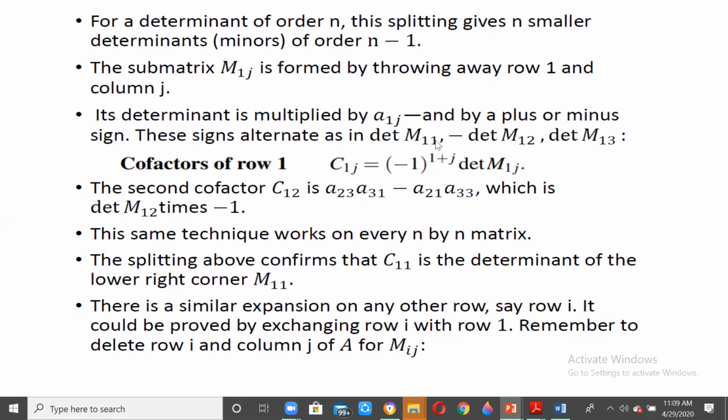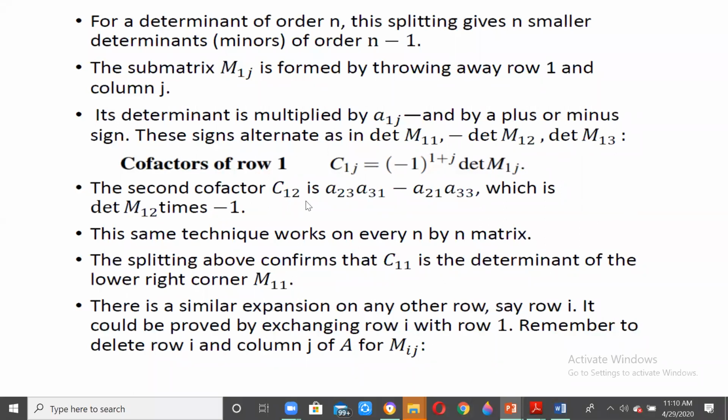So if you take the sum of this, 1 plus 1, if it is even, then we will have a positive coefficient. If the sum of this is odd, we will have a negative coefficient. Again, the sum of this is positive, you will have a positive coefficient. So thus, the cofactors of row 1 will be C1j is equal to minus 1 to the power 1 plus j, determinant of M1J. M1J is the submatrix which we have.